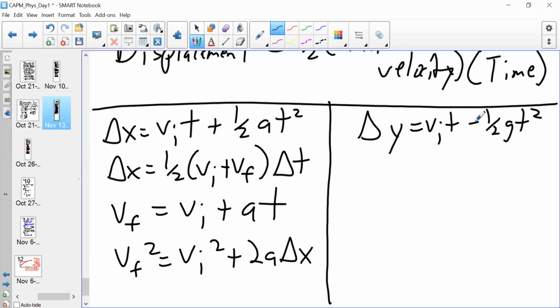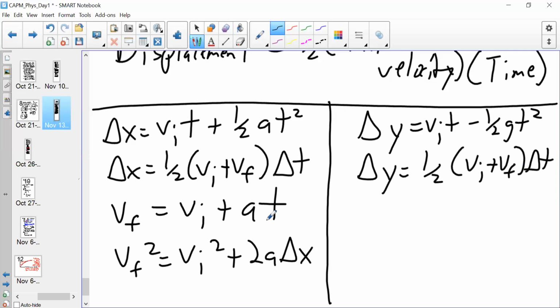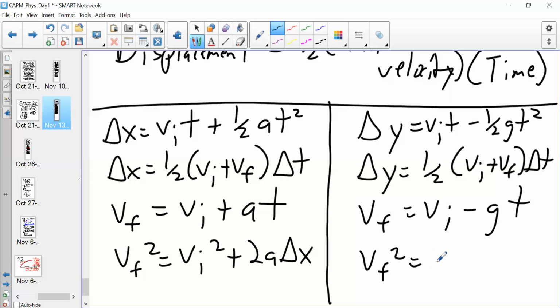Here, it's the same, nothing changes. Well, the only thing that changes is delta x to delta y. So delta y is 1/2 vi plus vf delta t. Now we have a here, so we say vf equals vi minus gt, and vf squared equals vi squared minus 2g delta y. So everywhere we see delta x, make it delta y. Everywhere we see a, we make it negative g. So those are the same equations, same form, in the vertical axis.